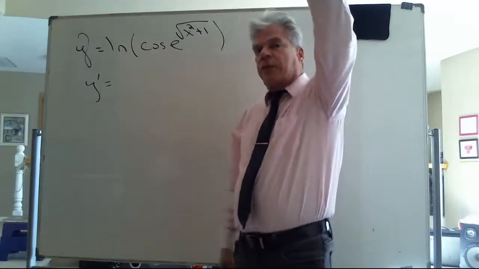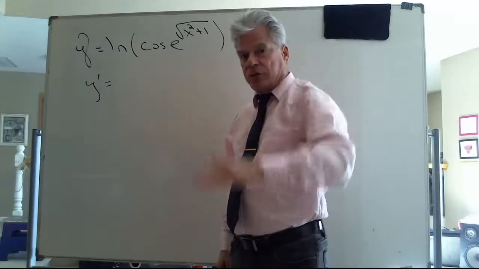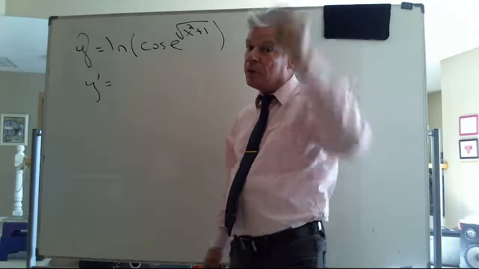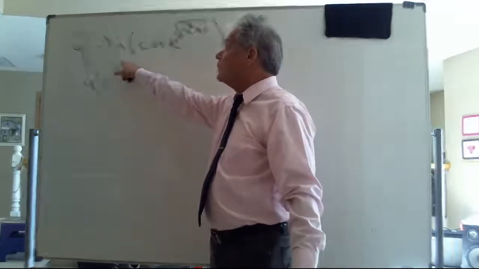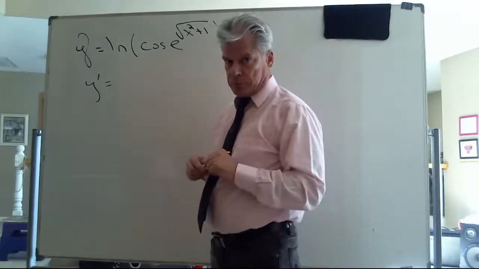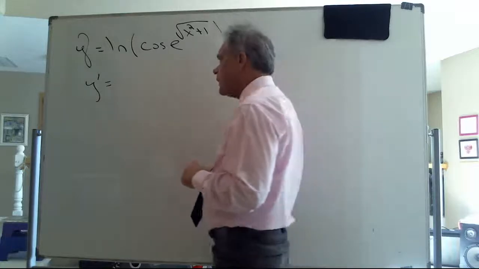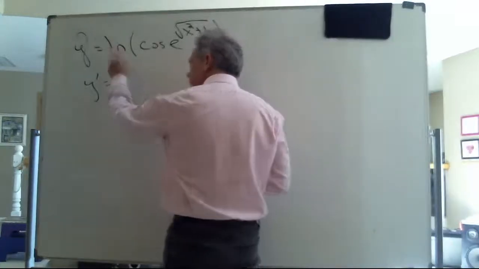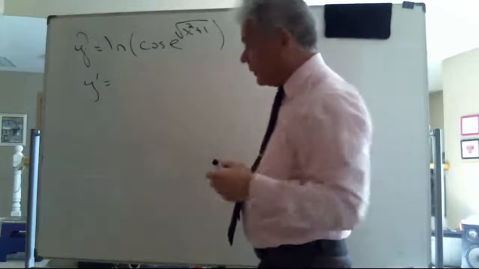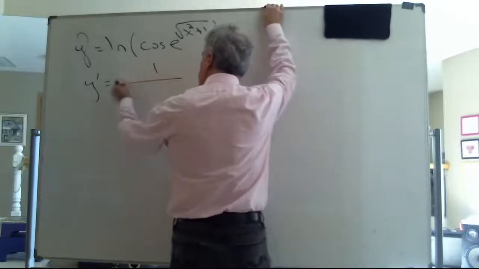To identify the outermost function, you're going to go in the reverse direction. So I think the outermost function is a natural log function because that's the last function you evaluate on some number. So here I go. Differentiate the natural log of anything simply gives me 1 over that thing.